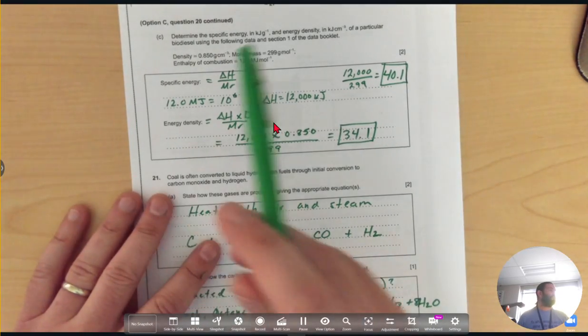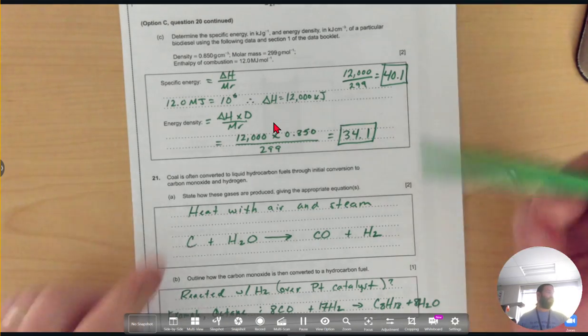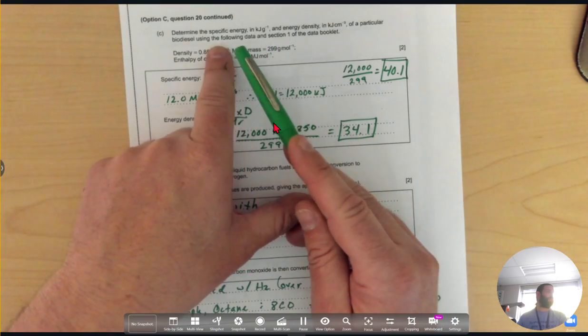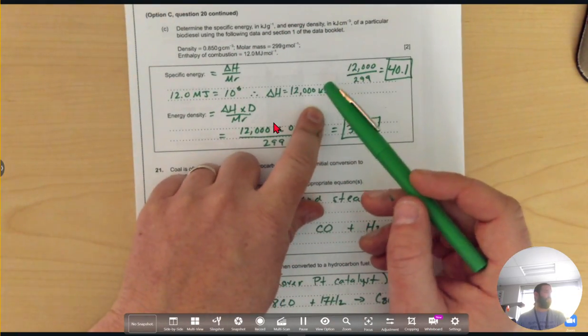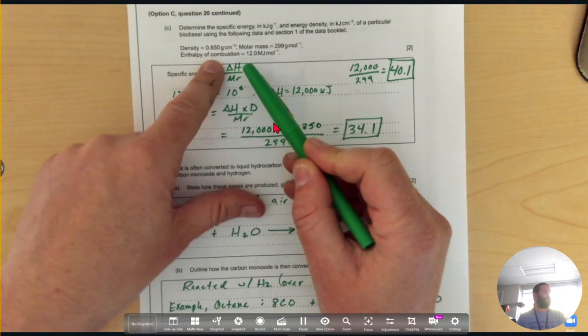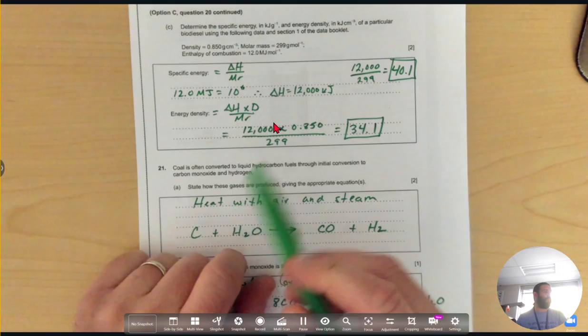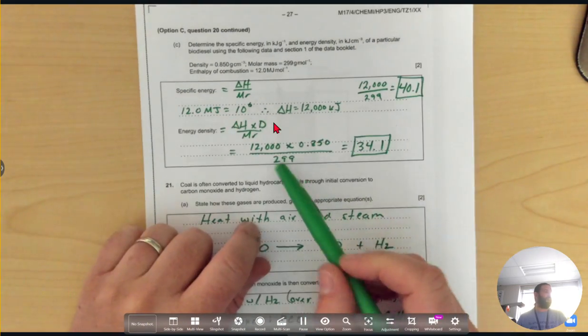All right, determine the specific energy in kilojoules per gram and the energy density in kilojoules per cubic centimeter of a particular biodiesel using the following data in section 1. Section 1 just tells you exactly what the problem does, that specific energy is energy per mass and energy density is energy per volume. What I told you in the class was a little bit simpler. If you want specific energy, it's just the enthalpy of combustion divided by the molar mass. And energy density was the enthalpy of combustion times the density divided by the molar mass.